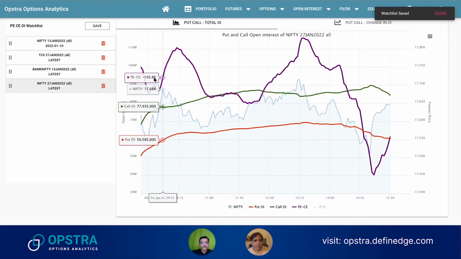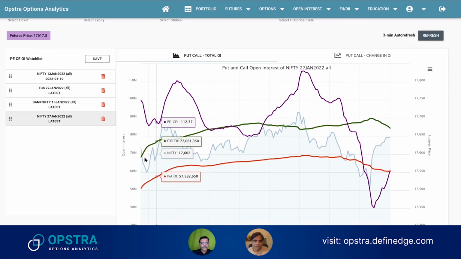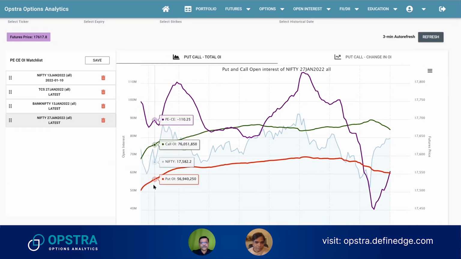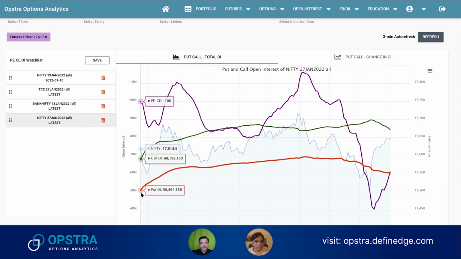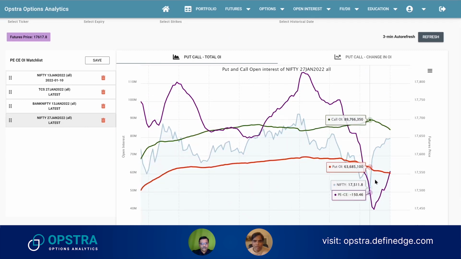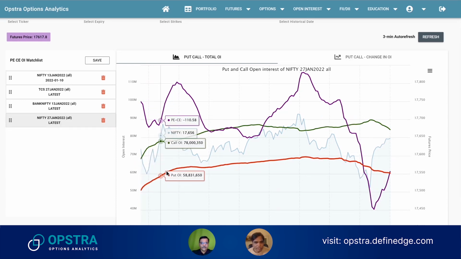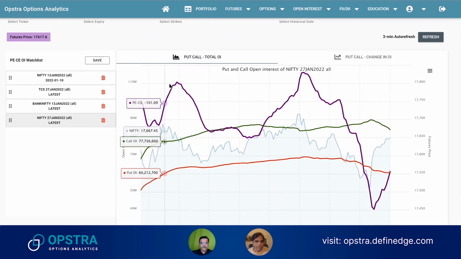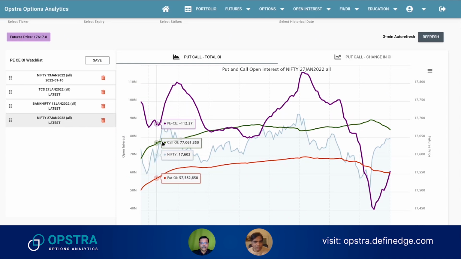So on January 21st, on Friday, right? Okay. So what this basically does is that it takes the total open interest of all the options and plots them together, and then you can track that particular expiry and how they are behaving together, call options as well as put options.